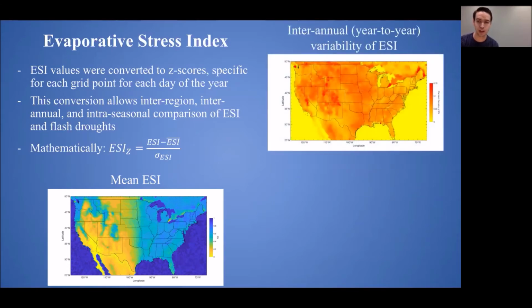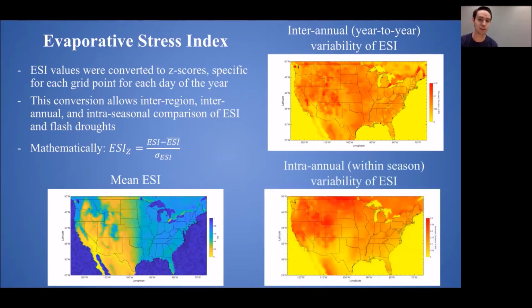Likewise, from a year-to-year basis, you have different variability of ESI, interannual variability of ESI across the United States, and similarly, even within season, you have different variabilities of ESI across the United States. So essentially, the entire goal of this, in terms of processing this to normalize it, was to make flash droughts comparable between grid point to grid point, any region, between years, and also within season as part of this analysis.